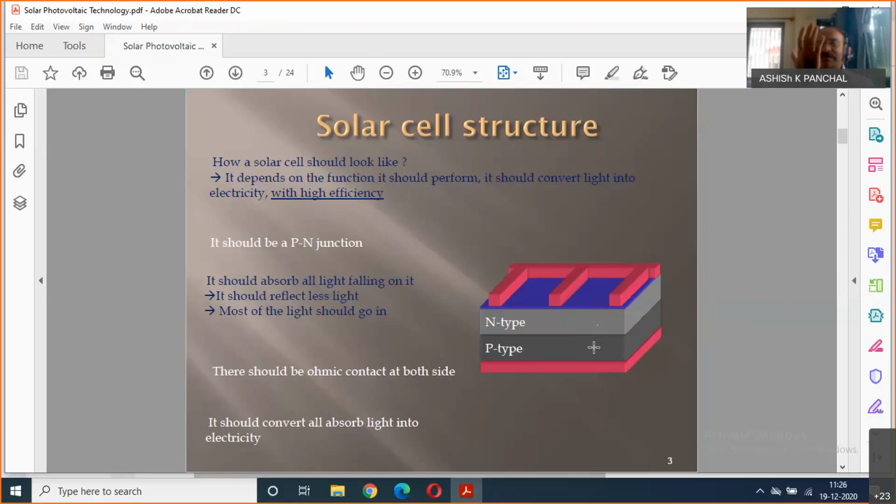So what will happen when it reflects the light? Okay, and whenever the light is reflected, the generated current will be less. Okay, it means that whatever light is falling on this solar cell, it should absorb it. It should not reflect it. Absorb it, and only then a higher current will be produced.